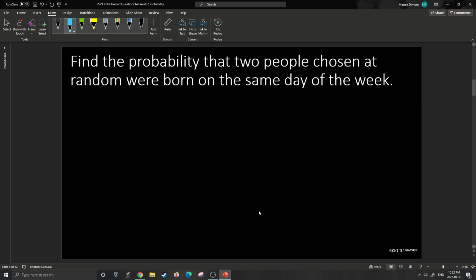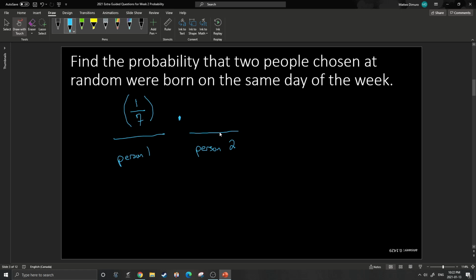The fun stuff. Find the probability that two people chosen at random are born on the same day of the week. So you've got person 1, and then, because these are independent events, we know we're going to be multiplying some probabilities together, so I put a multiplication sign, and here's person 2. There are 7 days in a week, so there's a 1 out of 7 chance that you're going to be born on one of those days. That's the first probability. Now remember, this is multiplication here.